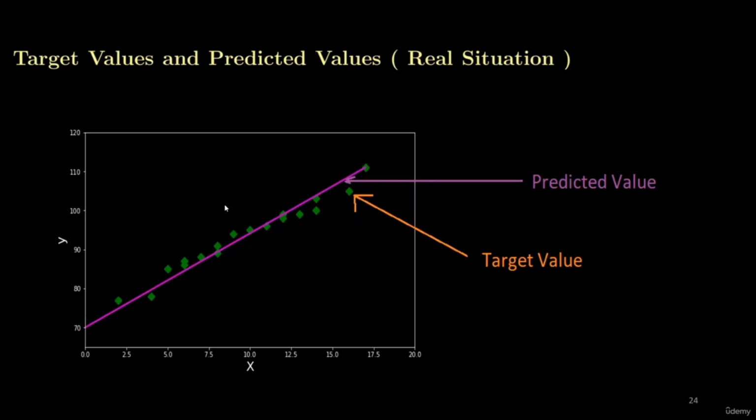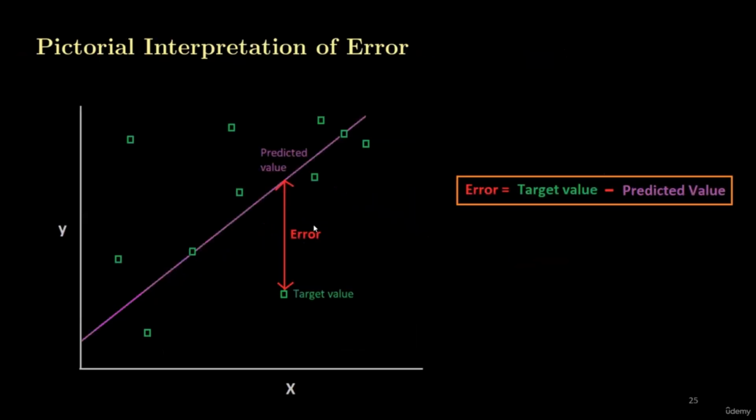So in a real situation, whenever we have to perform a linear regression, we have to calculate the error, because in that regression, the target values are not always equal to the predicted values. So in that case, we need to calculate the error. So this is the concept of an error with the help of a picture. This is the pictorial interpretation of an error.